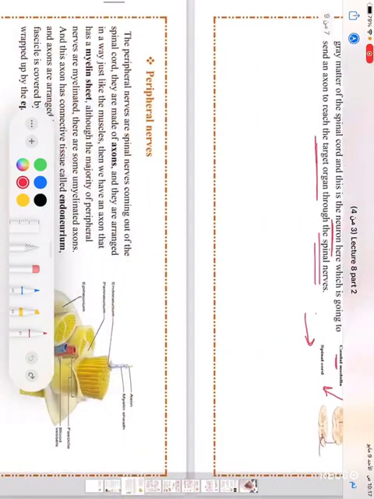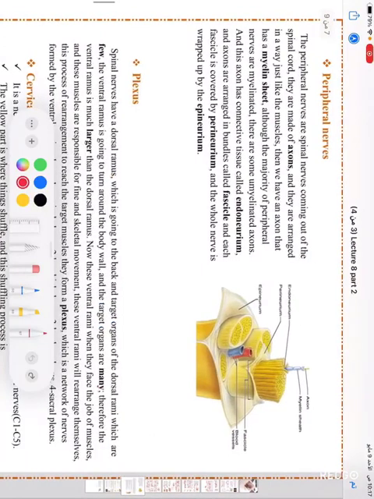Okay, we talked about them. Let's talk about peripheral nerves. The peripheral nerves are spinal nerves coming out from the spinal cord. They are made of axons. It is important that peripheral nerves are made of axons. They are arranged in a way just like muscles, like bundles.